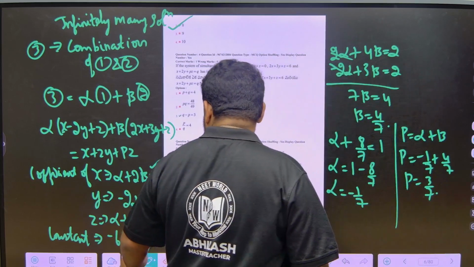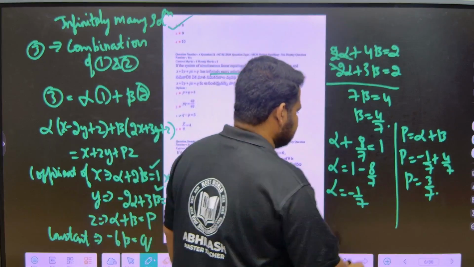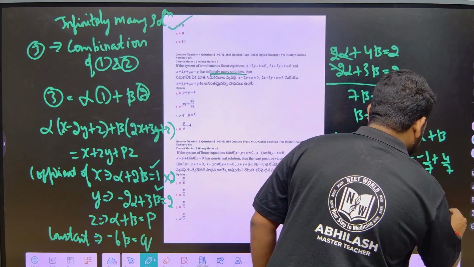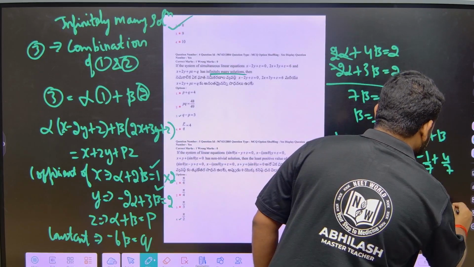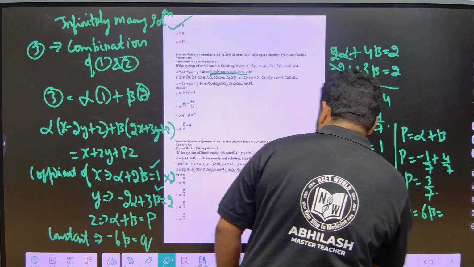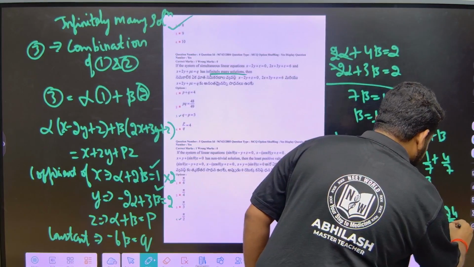Now they are telling 6 times beta is equal to q. 6 times beta is equal to q means q is equal to 6 times beta. Beta is 4 by 7. So 6 into 4 is 24 by 7. I got 24 by 7.